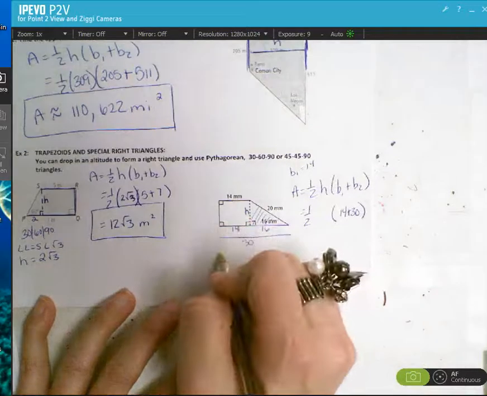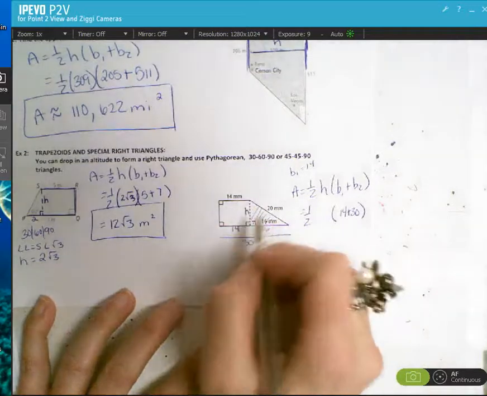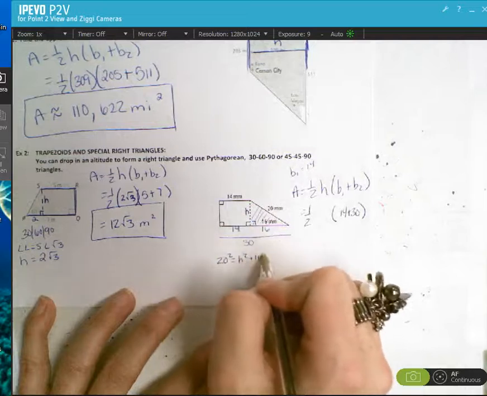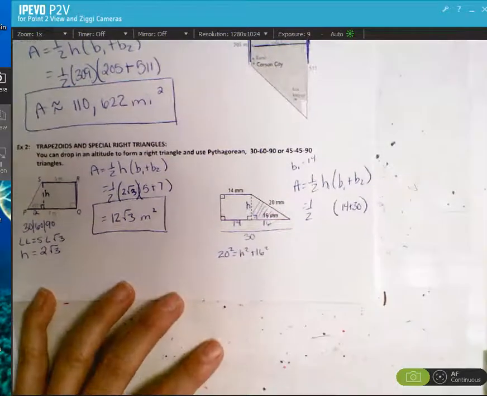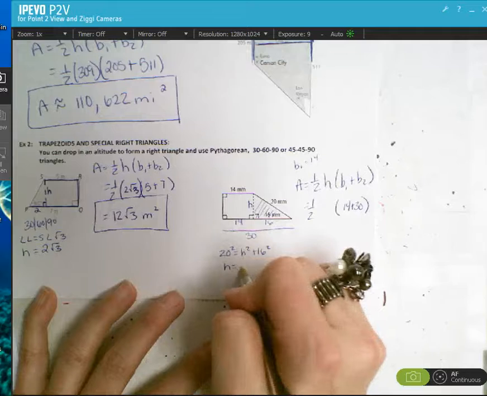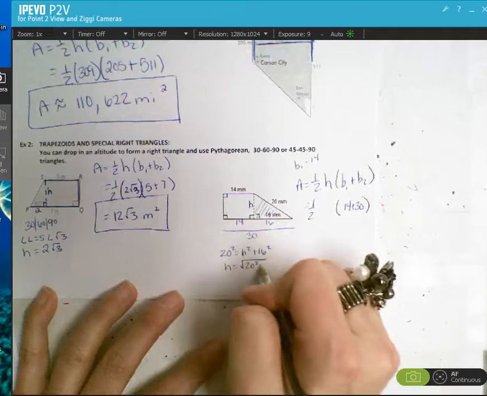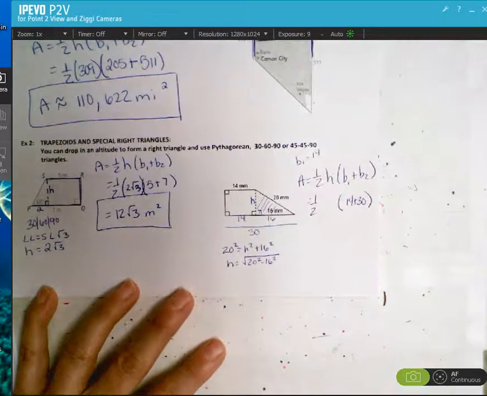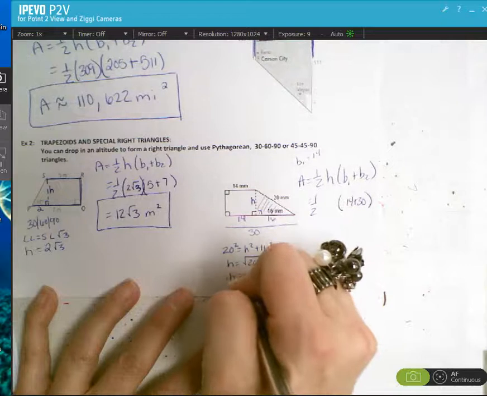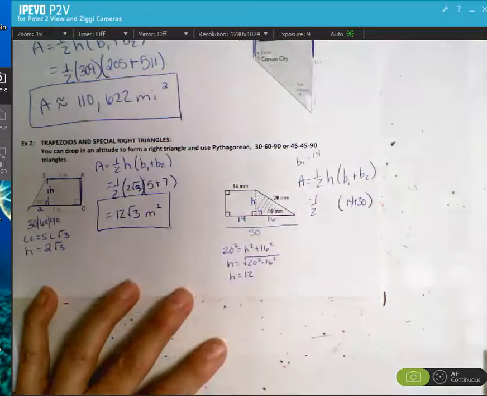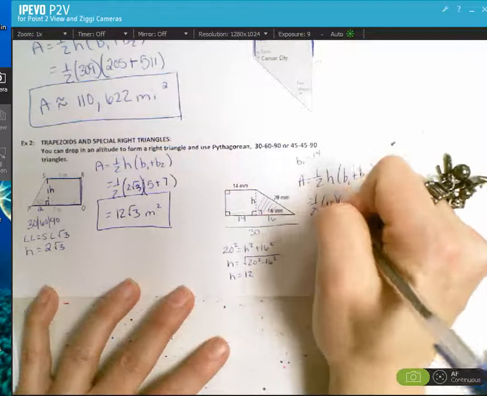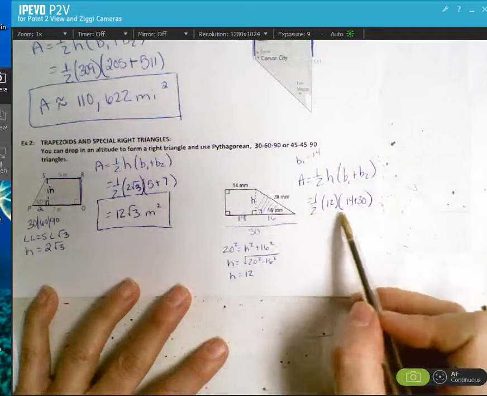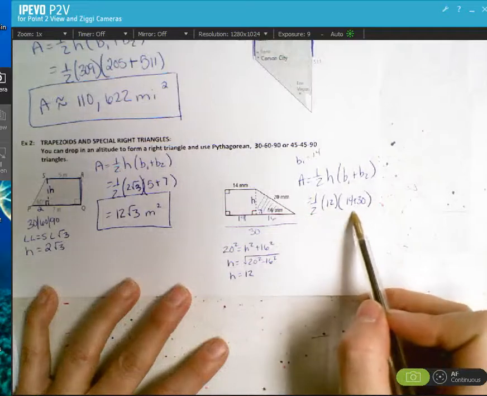So I'm going to use the hypotenuse is 20. So 20 squared is equal to h squared plus 16 squared. So h must be equal to the square root of 20 squared minus 16 squared. And I find in my calculator that h is equal to 12. Once I know h, I can substitute the rest of what I was looking for into the formula. Half of 12 is 6. 6 times, what is that, 44?